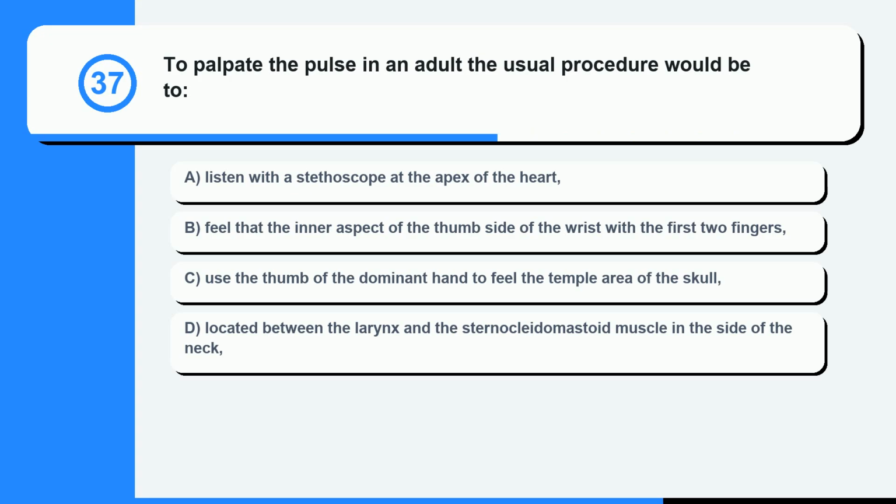The RICE protocol, rest, ice, compression, elevation, recommends applying ice in 20-minute intervals during the first 48 hours to reduce inflammation and swelling.